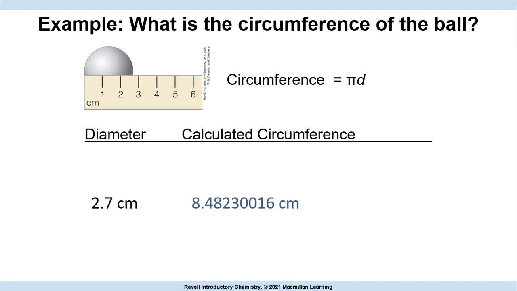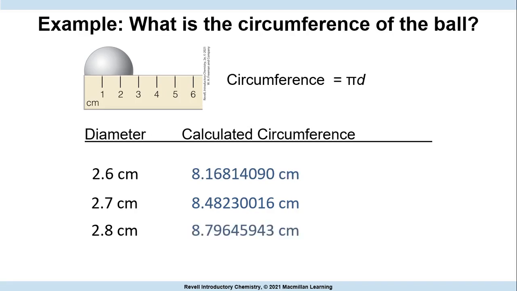If we use 2.7 and multiply by pi, the value that we are going to have here is 8.45230016 centimeters. Now, if we use 2.6 centimeters or 2.8, let's start with the 2.6. If we multiply the 2.6 by pi, we are going to obtain 8.1681490 centimeters. If we use 2.8, we're going to obtain 8.79645943 centimeters. Now, we already said that we were going to use 2.7 centimeters, so that is the accepted value that we used.